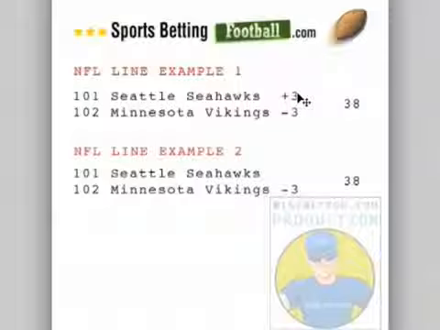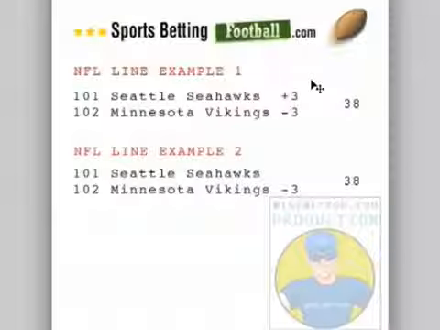So let's run across one other scenario. Let's say that the final score was the Minnesota Vikings 10, the Seattle Seahawks 7. The Minnesota Vikings won by 3, Seattle lost by 3. So if you had the Seahawks plus 3, that would mean that you pushed and you get your money back.